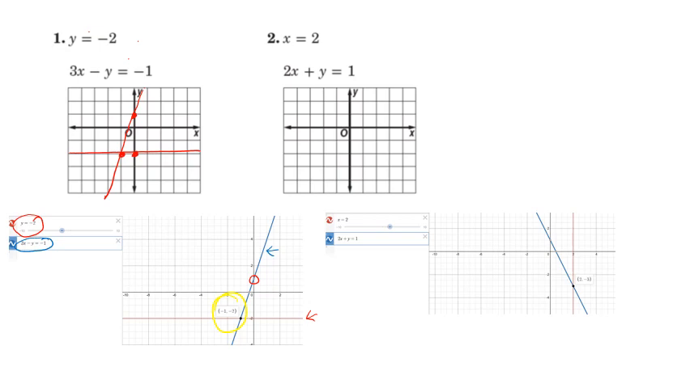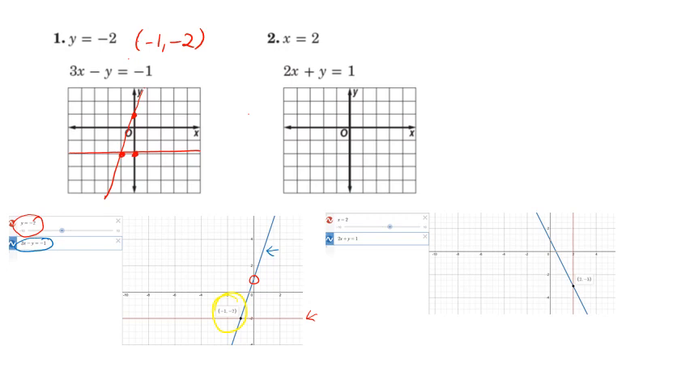All right. And then they intersect at negative 1, negative 2. All right, let's look at the next example. So we're going to graph x equals 2, so all the points where x is 2, that's a vertical line. That's this line right here in red.